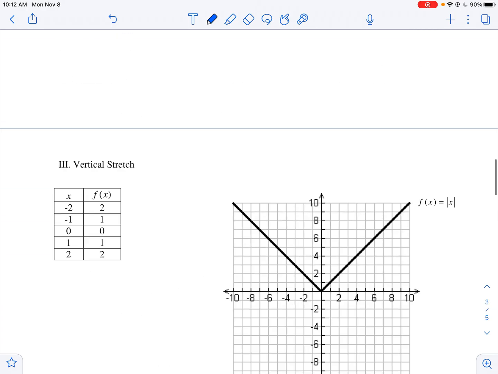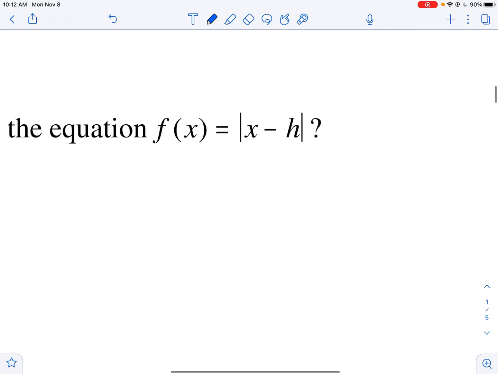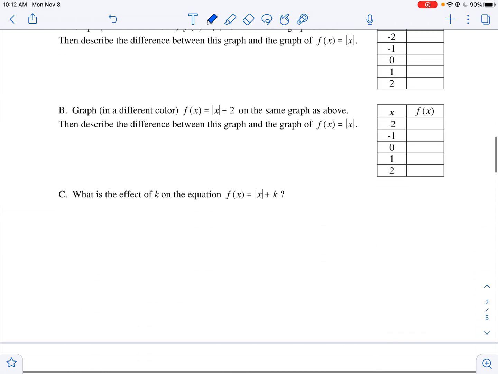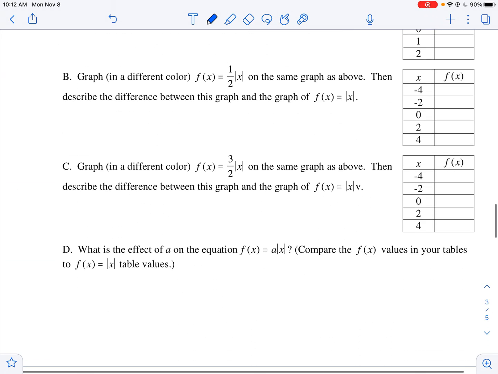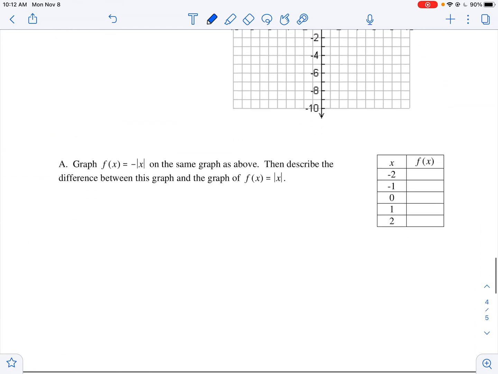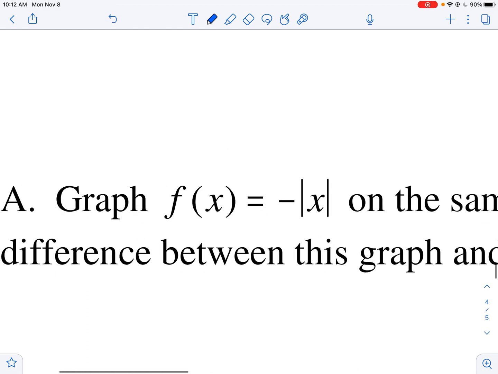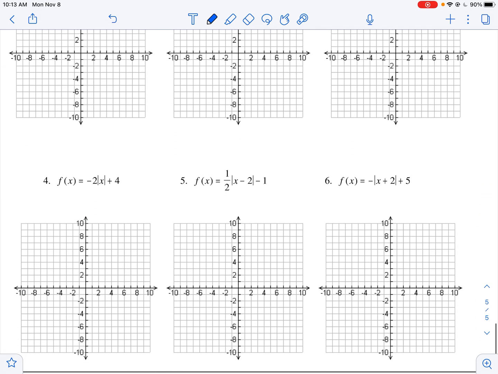So you did all this wonderful absolute value graphing. You figured out what H does if it's inside that absolute value. You figured out what K does when it's outside the absolute value. You figured out what A does if it's in front of the absolute value. And you figured out what a negative does if your value out front is negative. And then you confirm with this last page where you have to graph these absolute value functions.